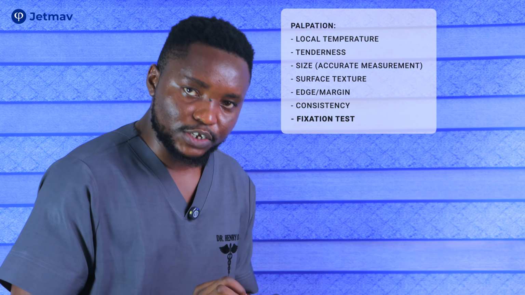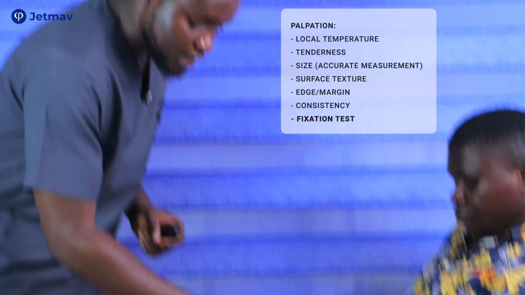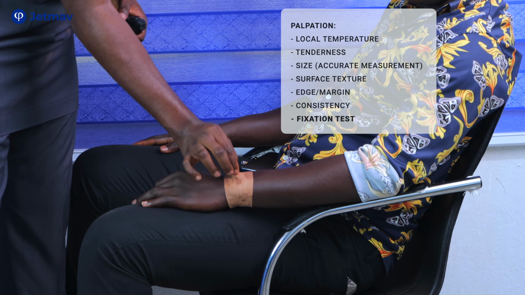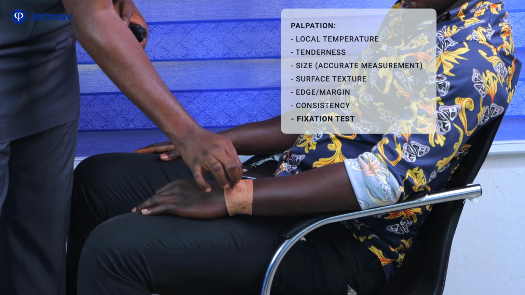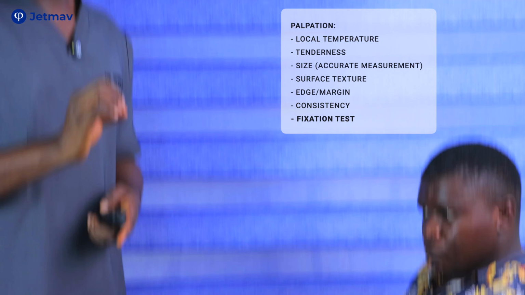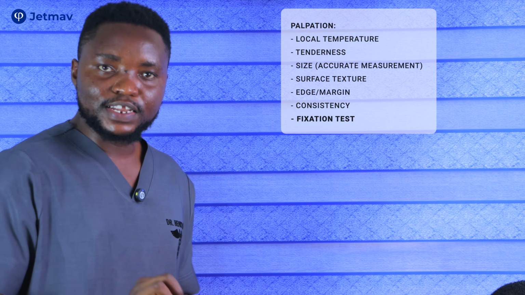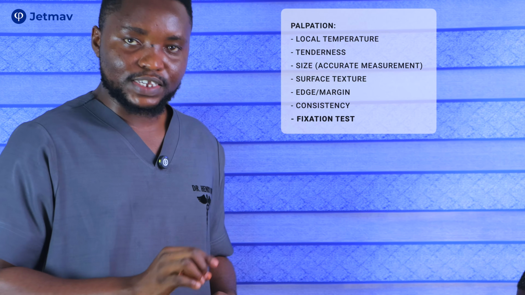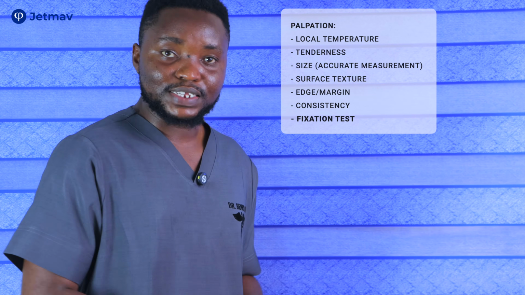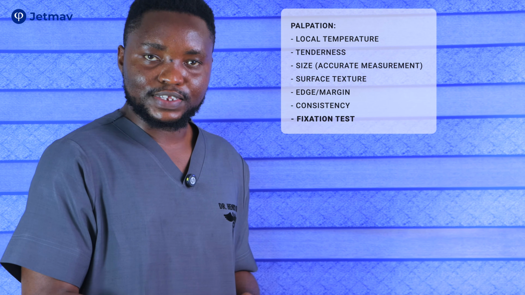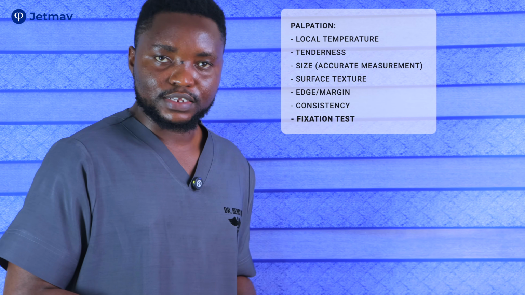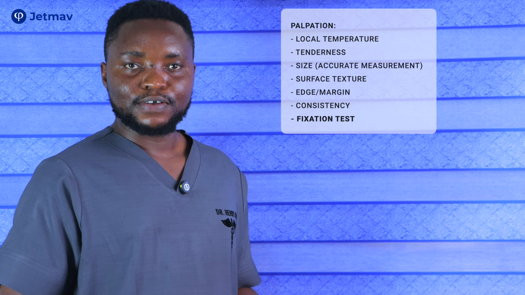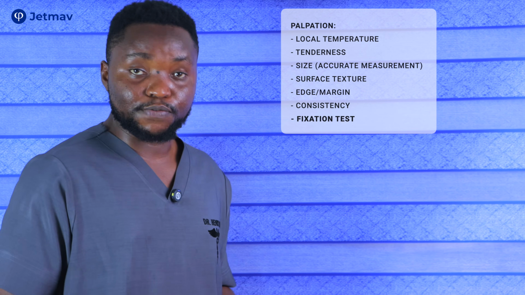So for the skin fixation test, you're going to start by pinching the skin over the mass. When you try to pick the skin over the mass, if the skin is freely mobile over the mass, that means there's no skin involvement. But if the skin is fixed to the underlying mass, that means it cannot be separated. That means the skin is tethered to the mass. You note that. So for this improvised mass, we can say that the skin freely moves over the mass, so there's no skin involvement.